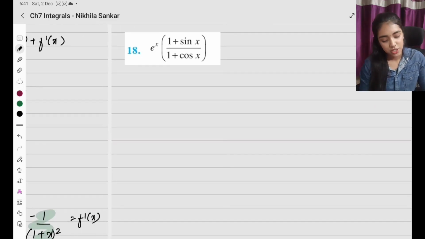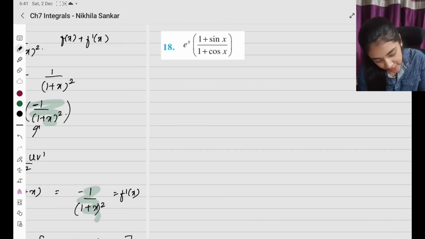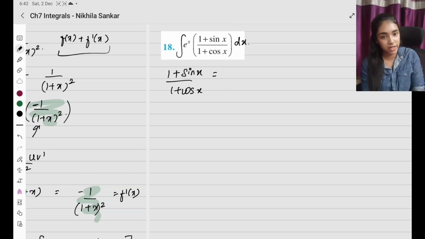Question number 18. Here also we used a little trick. What are we going to do? I have e to the x times, so this is my integral, times dx. Now our function is 1 plus sin x divided by 1 plus cos x. How can I split this in terms of f of x plus f dash of x?